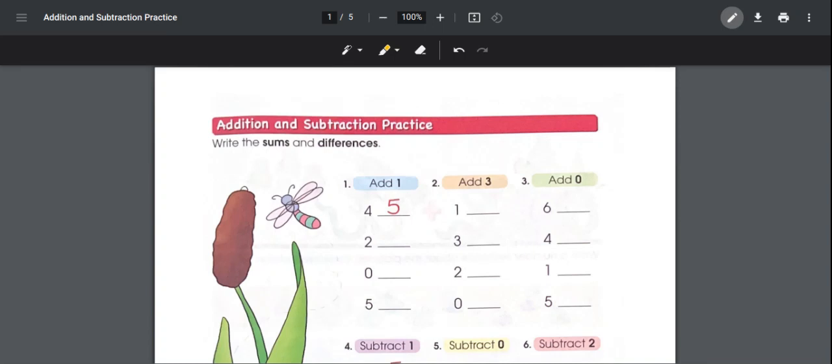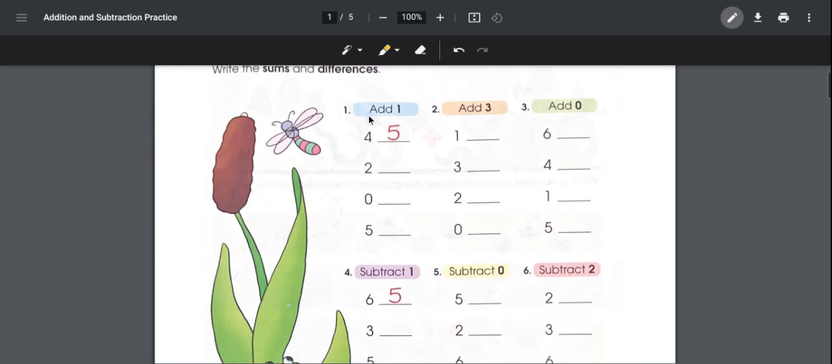Hi, today we'll be working on lesson 4 for first graders. Okay, so the first page will be about writing the sums and differences.